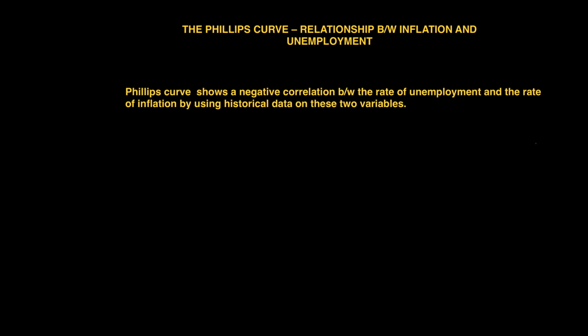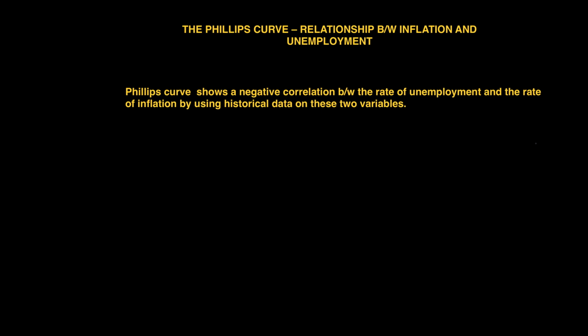The Phillips curve shows us the relationship between inflation and unemployment. The argument that the economist Bill Phillips came up with in 1958 was that he showed a negative correlation between the rate of unemployment and the rate of inflation. In other words, when the unemployment rate was going down, the inflation rate was going up, and he used historical data to show these variables.